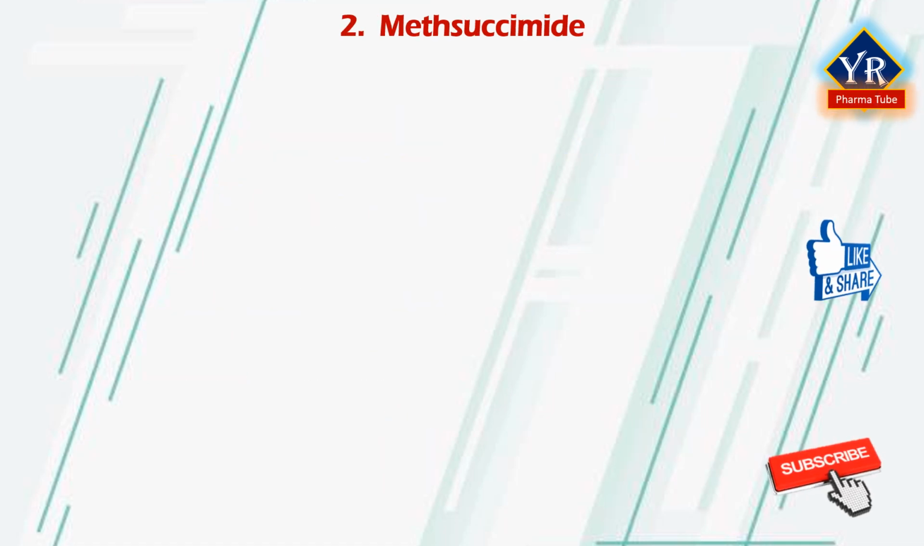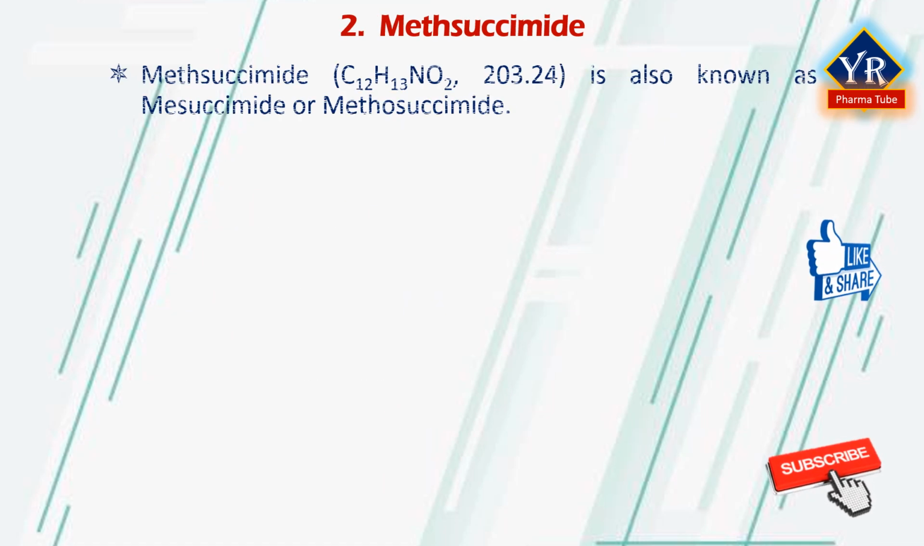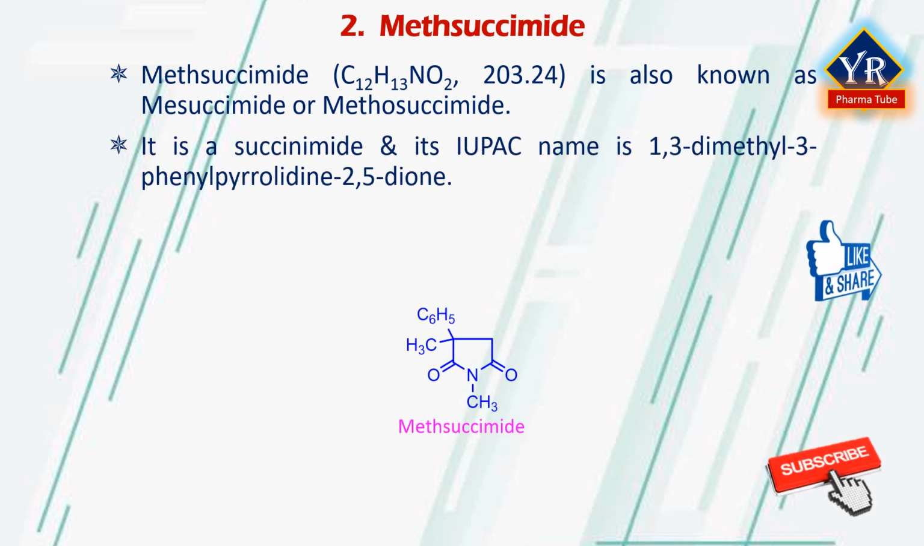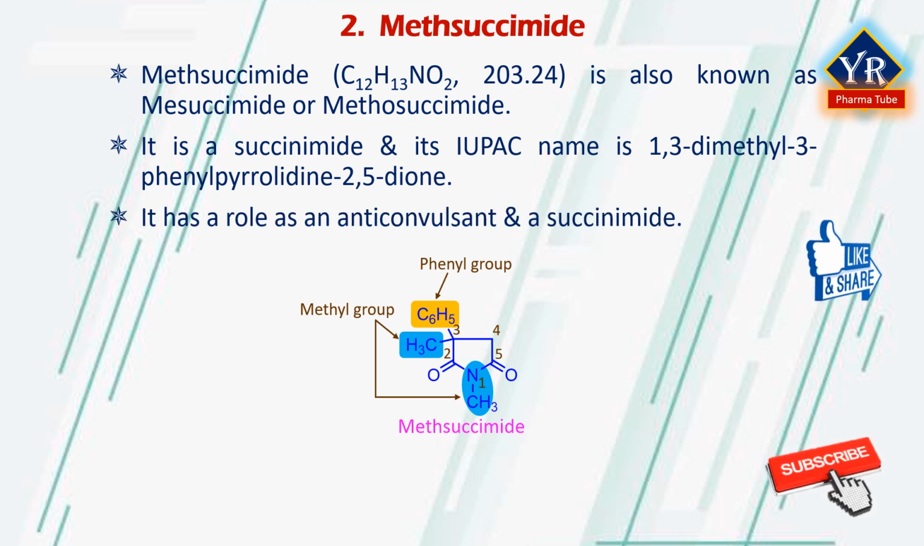The next drug in the succinimides class is Methsuximide. Methsuximide is also known as Mesuximide or Methosuximide. It is a succinimide anticonvulsant medication and its IUPAC name is 1,3-dimethyl-3-phenylpyrrolidine-2,5-dione. The therapeutic effectiveness of Methsuximide is largely due to its pharmacologically active metabolite N-desmethylmethsuximide, which has a longer half-life and attains much higher plasma levels than its parent compound. It has a role as an anticonvulsant and a succinimide derivative.